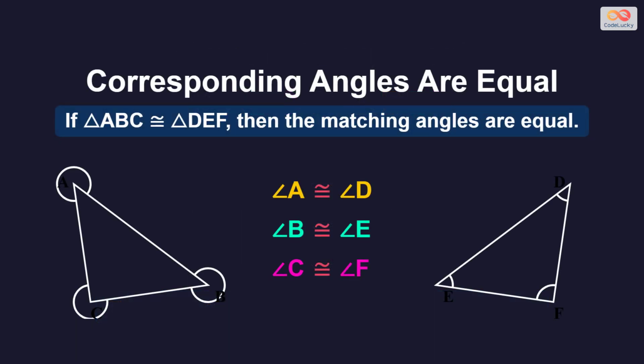Because the order tells us what matches, we can instantly know which angles are equal. Since A and D are listed first, angle A is congruent to angle D. Since B and E are second, angle B is congruent to angle E, and since C and F are third, angle C is congruent to angle F. They are pairs of corresponding angles.